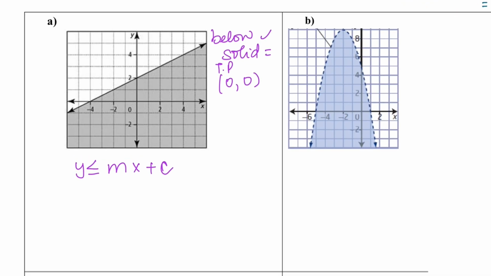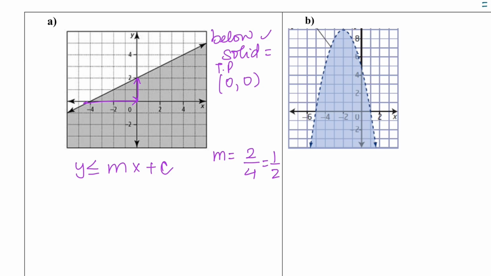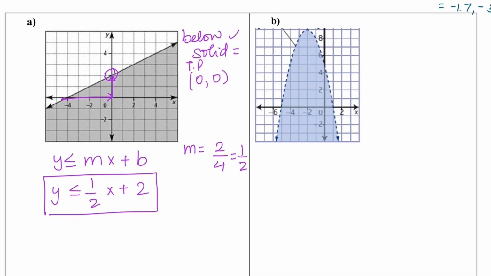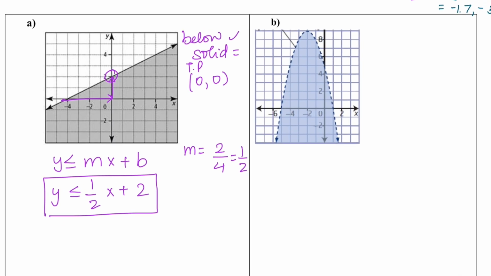To figure out my slope, I'll have to go to a point, right? So I'm going rise over run. Rise is 2, run is 4. So m is going to be 2 over 4, which is half, and half x plus c, or b, whatever you call it. b is your y-intercept. Your y-intercept is 2, and that's my answer. Easy peasy. So you go up and you go right to the point.